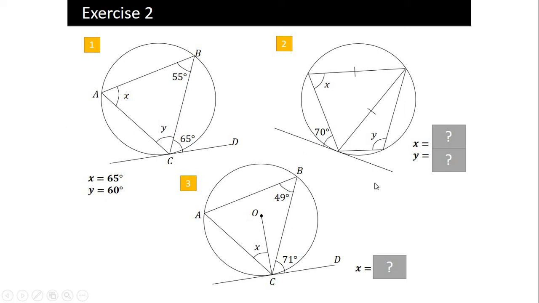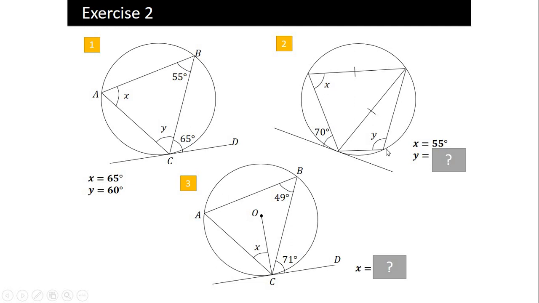Question number 2. So hopefully you're spotting that here we have the tangent with the chord. So this 70 degrees by the alternate segment theorem will be equal to this angle here. So here will be 70. And then we've got an isosceles triangle. So if we take the 70 away from the 180, which is the angles in the triangle, that would leave us with splitting the 110 remaining between X and this angle here. So X must be 55 degrees.